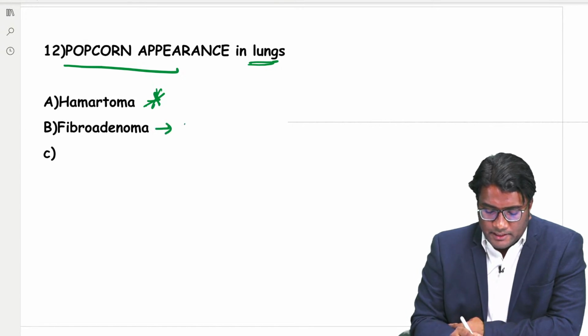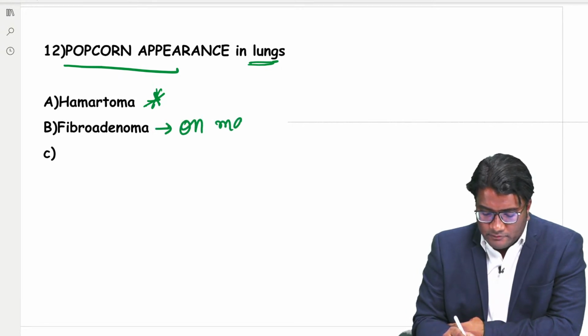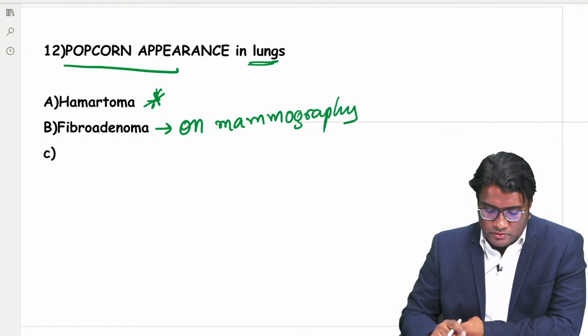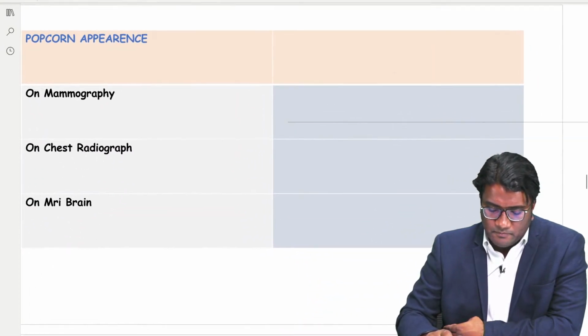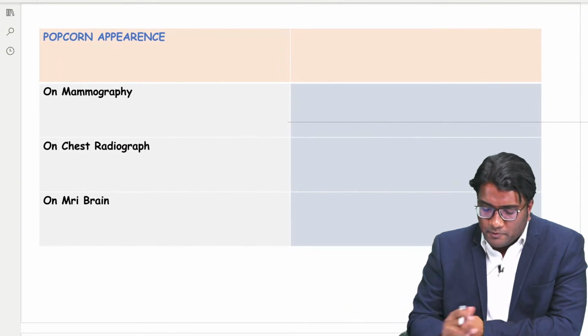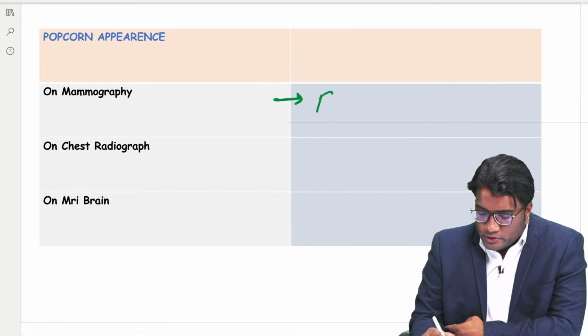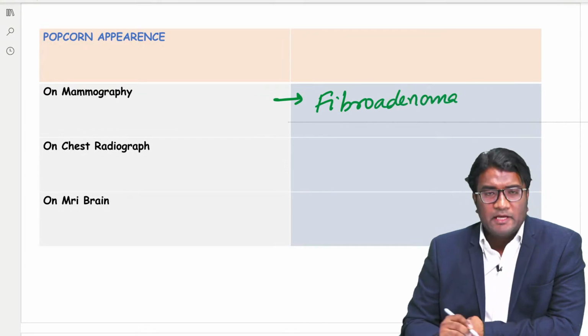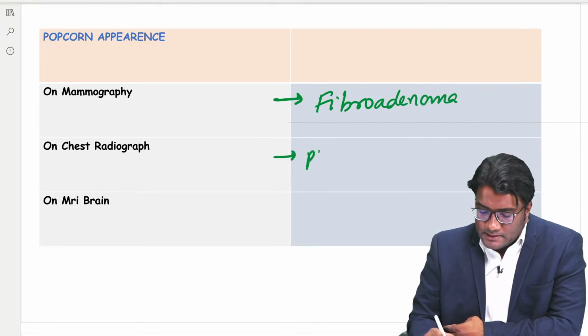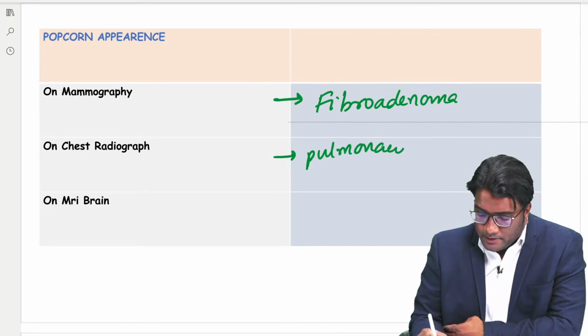Popcorn appearance in the breast, on mammography, would be fibroadenoma, right? So you need to learn this list. If they ask popcorn appearance on mammography or in the breast, then the answer should be fibroadenoma. But if they ask you on the chest x-ray, this is pulmonary hamartoma.